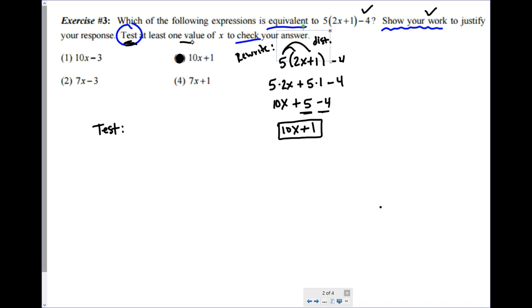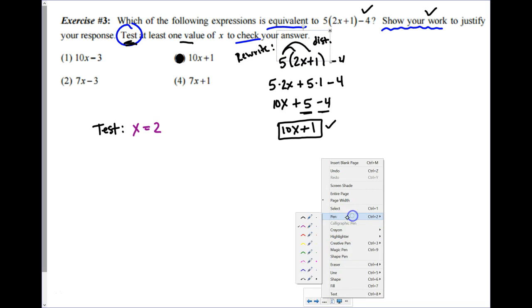Does it matter what number we pick? No. That's the whole point of equivalency, is that I can pick any number in here, and this 10x plus 1 should be the same as 5 times 2x plus 1 minus 4. So I'm going to pick the number 2. So x equals, and let me use a different color for this. I'm going to test the number and let x equal 2.